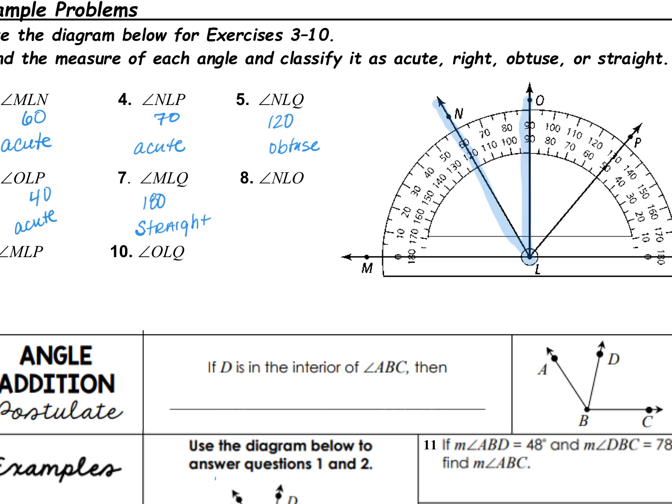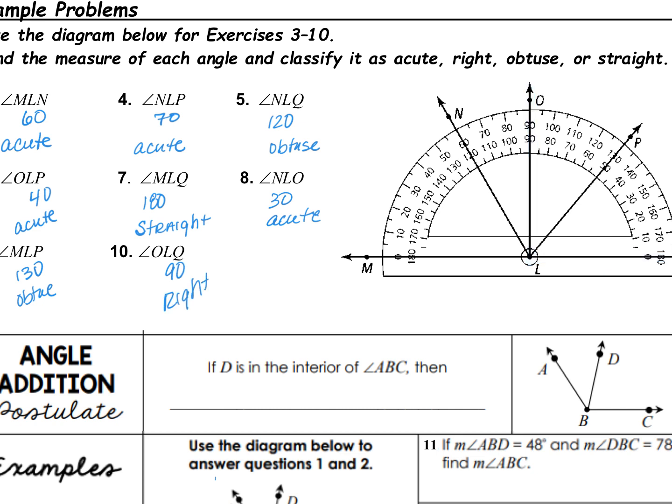All right, now we're looking at NLO. So we've got 90 minus 60, which is just going to be 30. And again, that's just acute. So almost done with these. The next one is MLP. So that one would be from 0 to 130. So that one is just 130 degrees, which is obtuse. And the last one of these is OLQ, which 180 minus 90 tells you that that angle is 90, and that would make this angle a right angle.